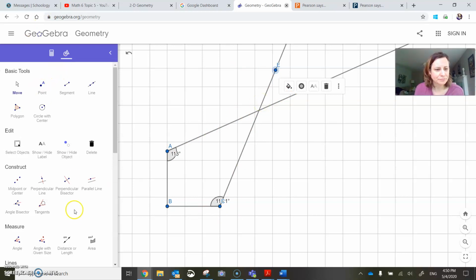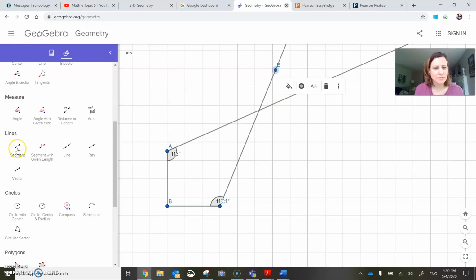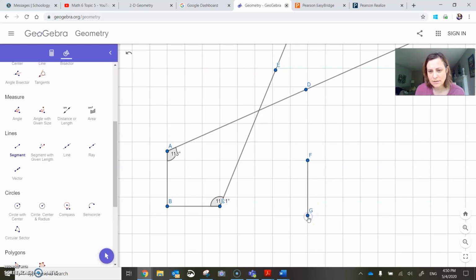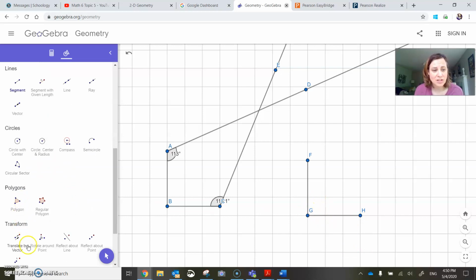We can do it again. I'm gonna create a segment. I'm gonna have the segment go from here to here, and then another segment. So this segment is 1, 2, 3 units. So I'm going to have this one go from here to here, also 3 units. It's connecting right at a 90-degree angle, and I can check that.